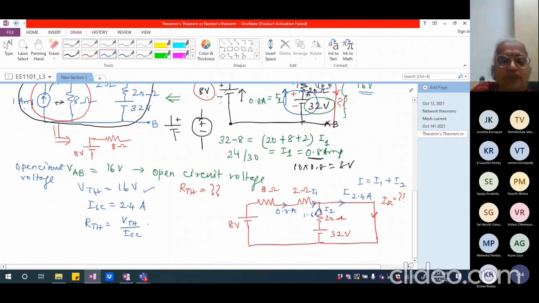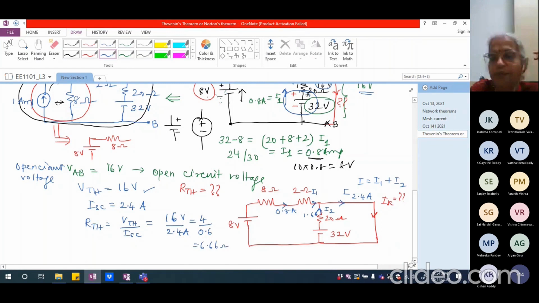Okay? So in this particular case, this is going to be 16 volts divided by 2.4 ampere. So you can calculate how much is it? How much is it? 4 4s are 16, and 6 4s are 24. So 4 by 0.6, right? Is that so? Okay, fine. 6.66, ma'am. 6.66. So this is going to be 6.66.